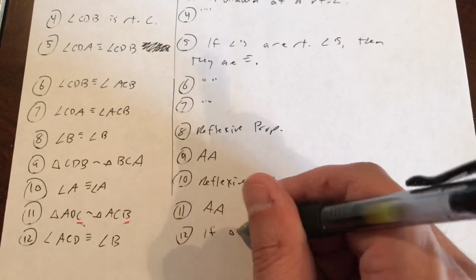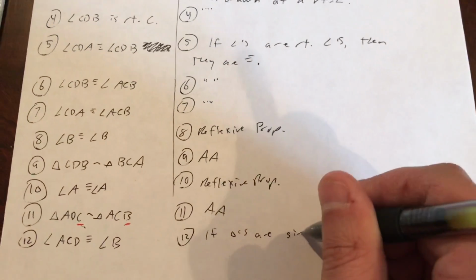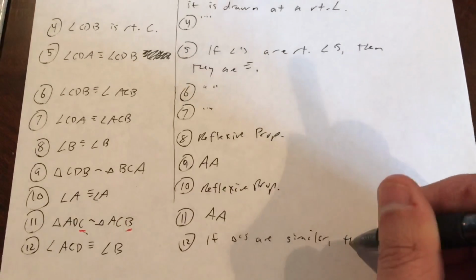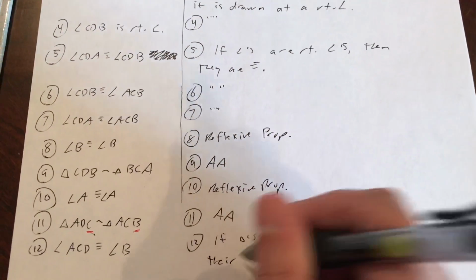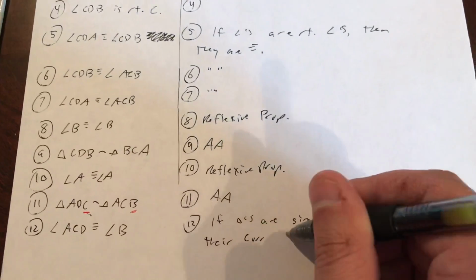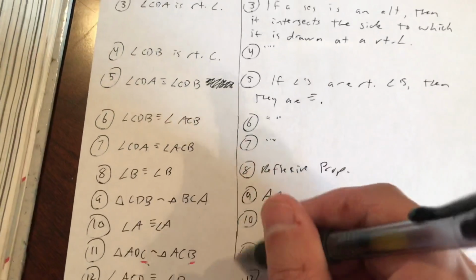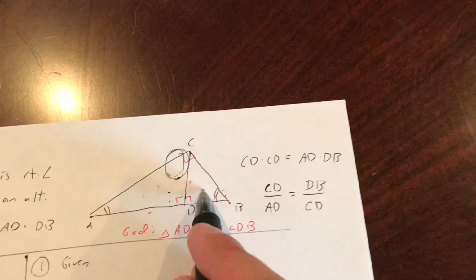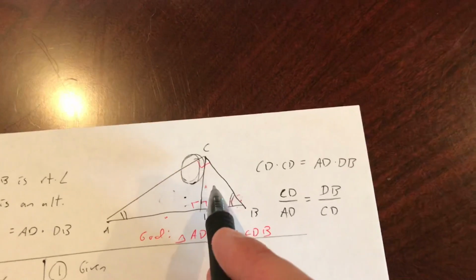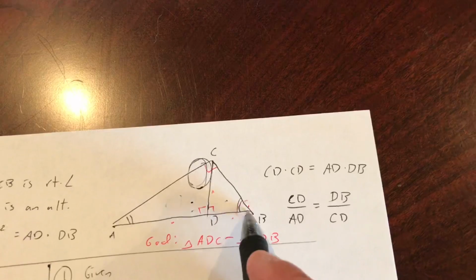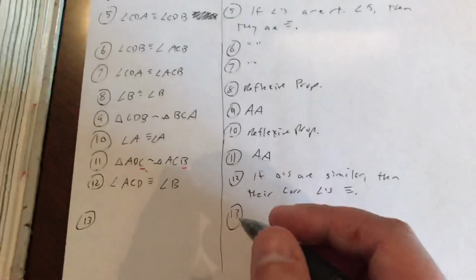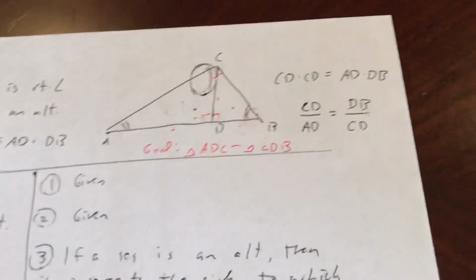So if triangles are similar, then their corresponding angles are congruent. Okay? And at this point we're good to go, because these two triangles both have right angles. We already showed that earlier. They have two pairs of congruent angles. So the two triangles are similar by angle-angle.